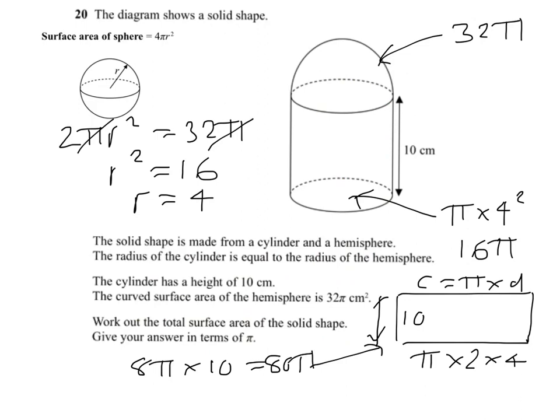So, altogether then, we've got 32 pi for the hemisphere, we've got 80 pi for the rectangular part of our cylinder, and we've got 16 pi for the base. So we can add them all up, leave pi in the answer. So 32 and 80 is 112, and 112 and 16 is 128. And there's your answer, 128 pi.